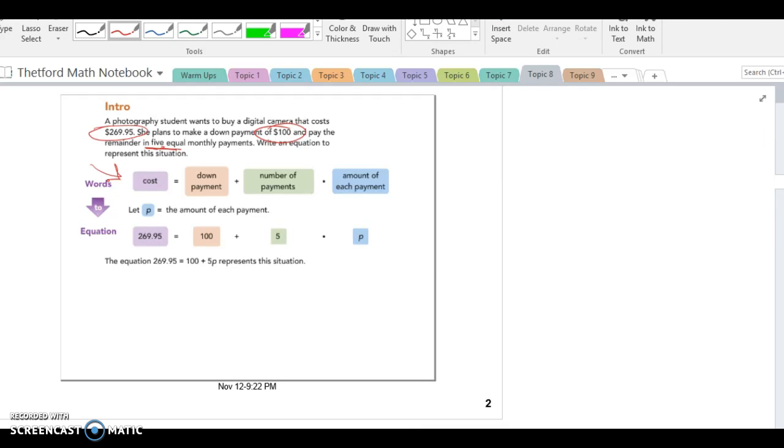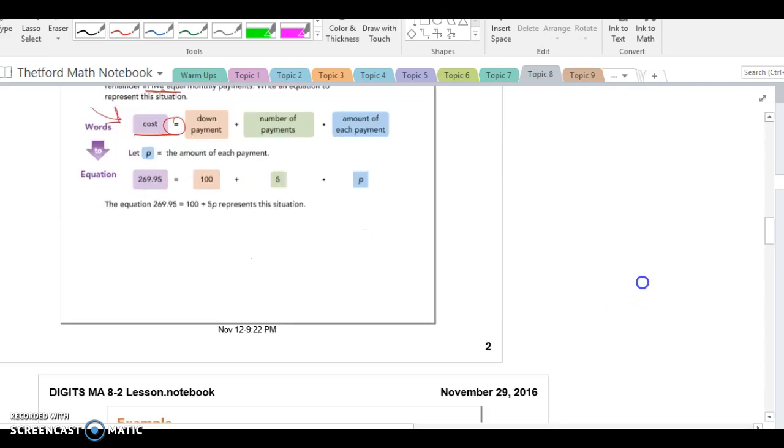So we know that the cost, the total, has to equal everything else. So the cost is by itself. And that equals the down payment that she's going to place on the camera plus the number of payments times the amount of each payment, because she's making this one payment 5 times.